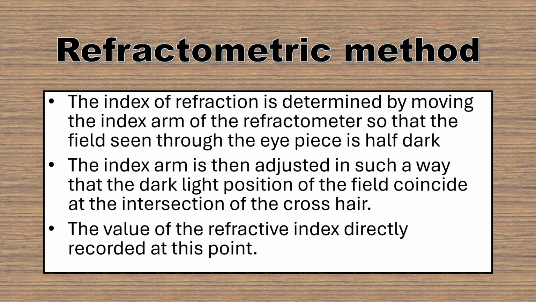Then the index of refraction is determined by moving the index arm of the refractometer so that the field seen through the eyepiece is half dark. The index arm is then adjusted in such a way that the dark light position of the field coincides at the intersection of the crosshair. The value of the refractive index is directly recorded at this point.